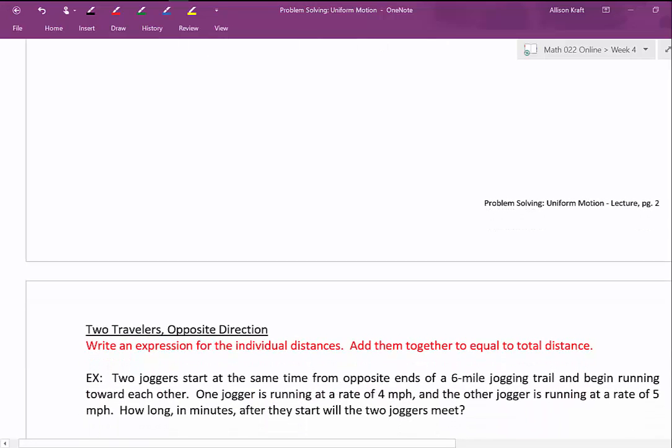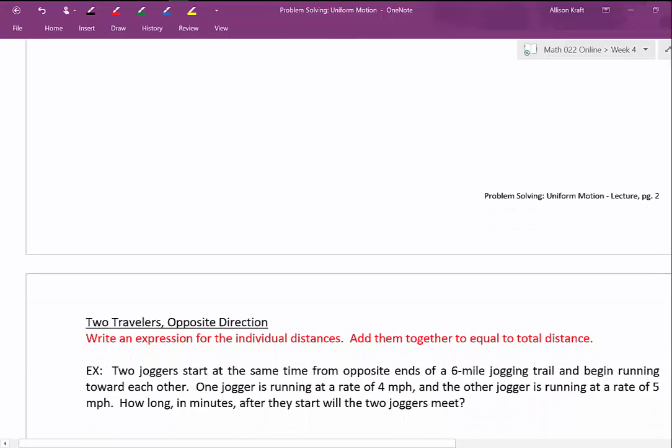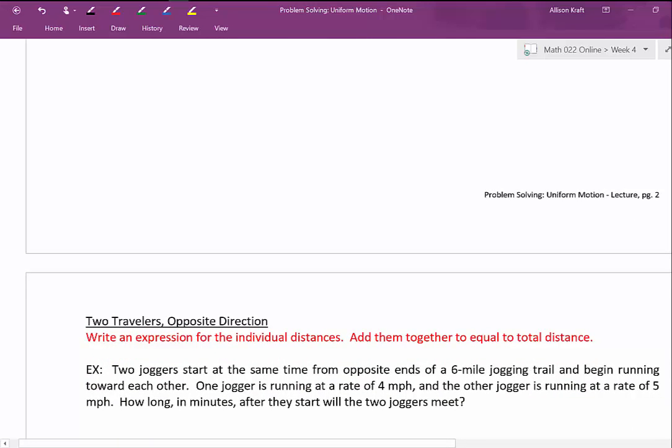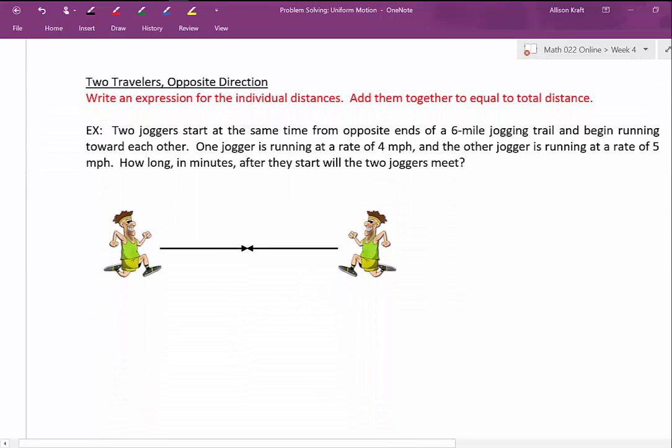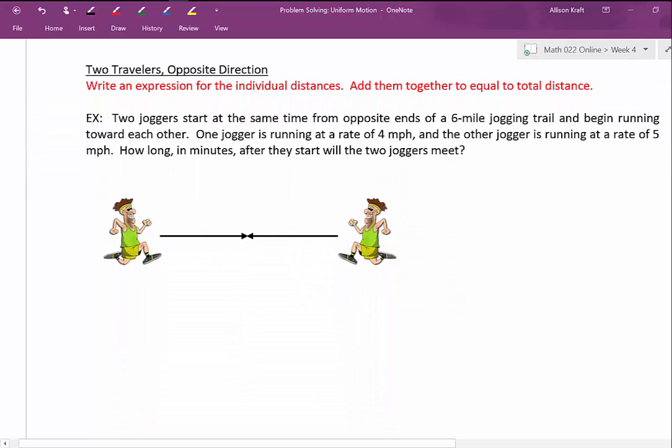In our next type of distance problem, we have two travelers traveling in opposite directions. Two joggers start at the same time from opposite ends of a 6-mile jogging trail and begin running towards each other. One jogger is running at a rate of 4 miles per hour, the other running at a rate of 5 miles per hour. How long in minutes after they start will the two joggers meet?